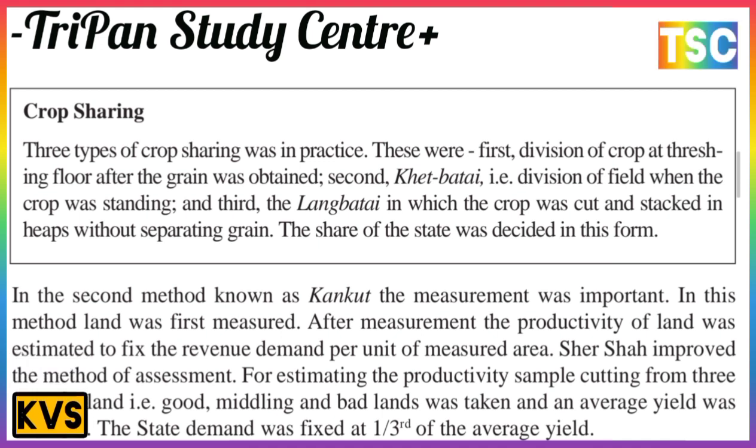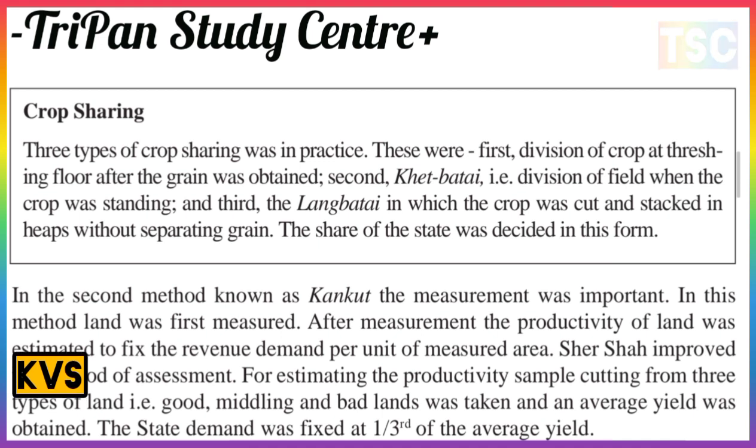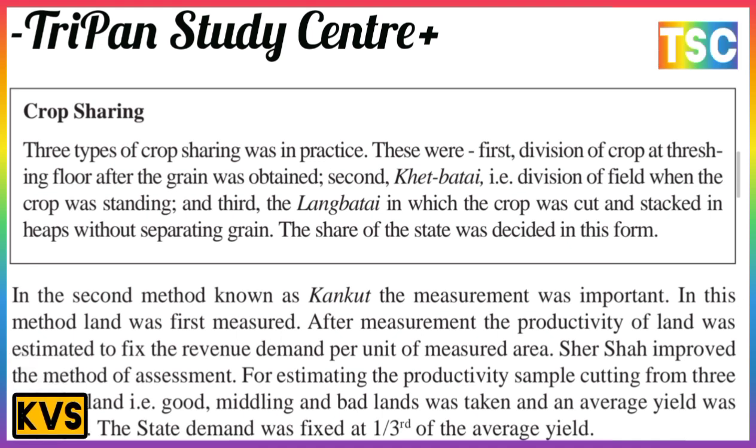In the second method, known as kankut or zabt, measuring was important. In this method, land was first measured. After the measurement, the productivity of land was estimated to fix the revenue demand per unit of the measured area. Sher Shah improved the method of assessment for estimating productivity. Samples were cut from three types of land, good, middling and bad, and the average yield was obtained. The state demand was fixed at one third of the average yield.